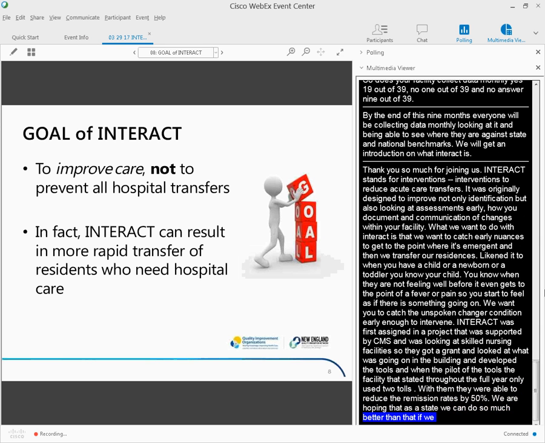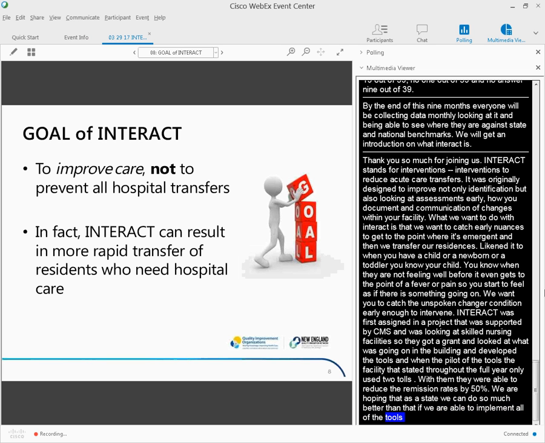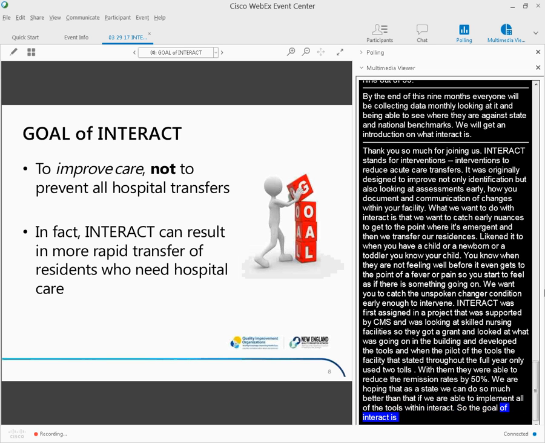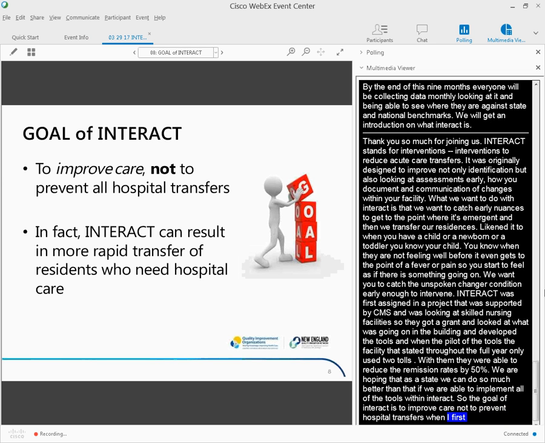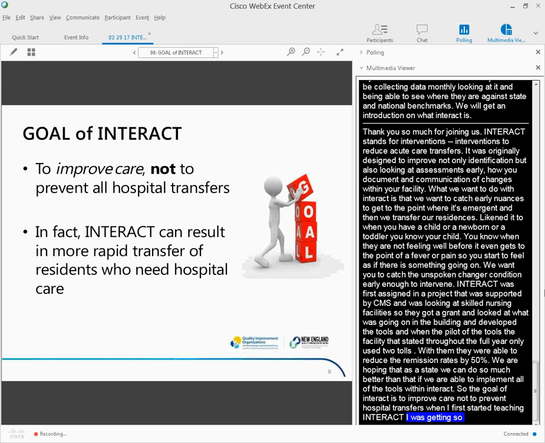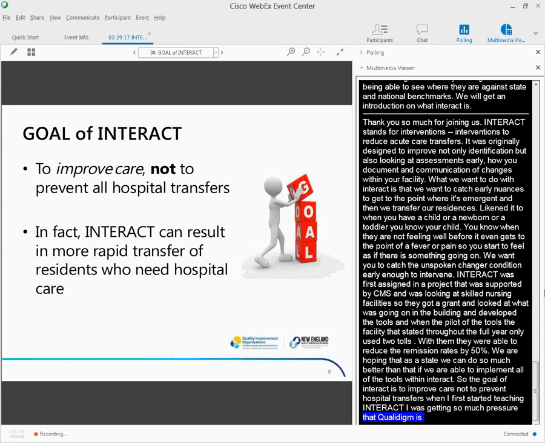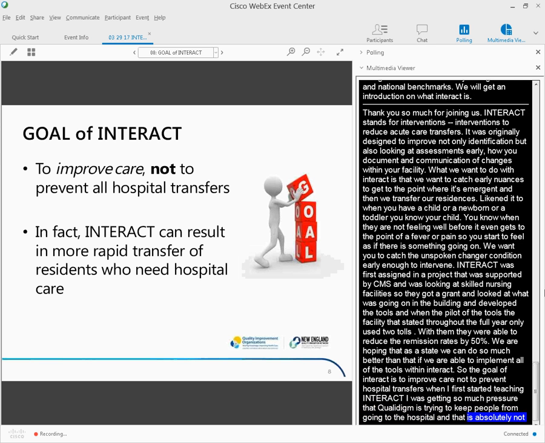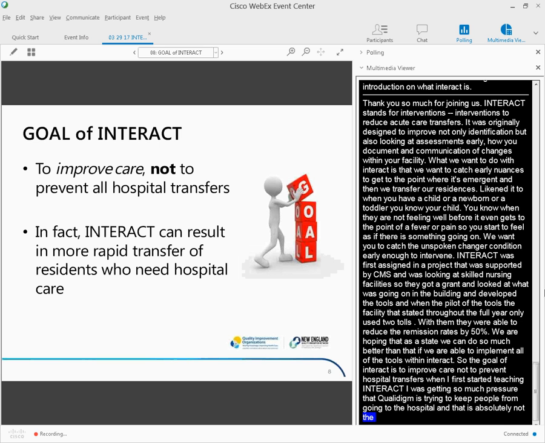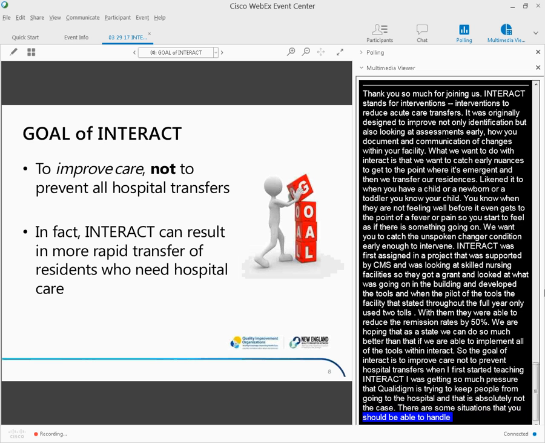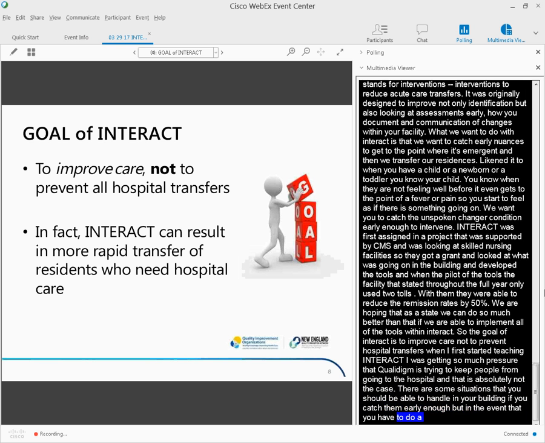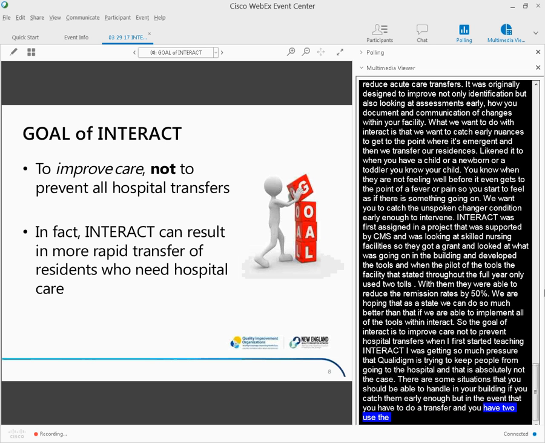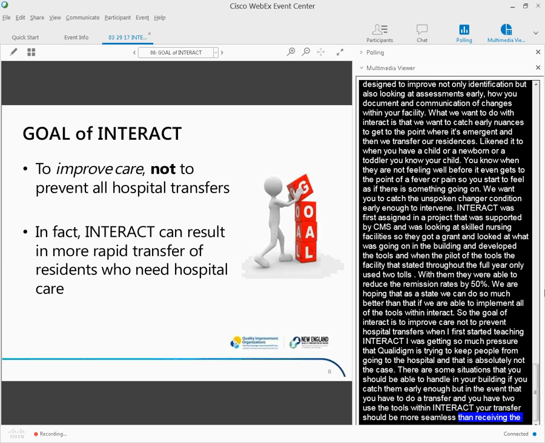So the goal of Interact is to improve care. It's not just about reducing transfers. When I first started teaching Interact, I was getting so much pushback that Qualidigm is trying to keep people from going to the hospital, and that's absolutely not the case. We're saying that there are some situations that you should be able to handle in your building if you catch them early enough. But in the event that you have to do a transfer, by using the tools within Interact, your transfers should be more seamless, and the receiving acute care facility should get the information that they need to provide care to your residents.